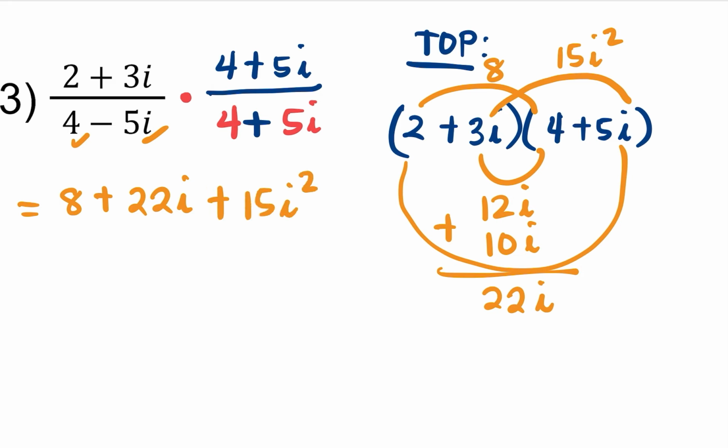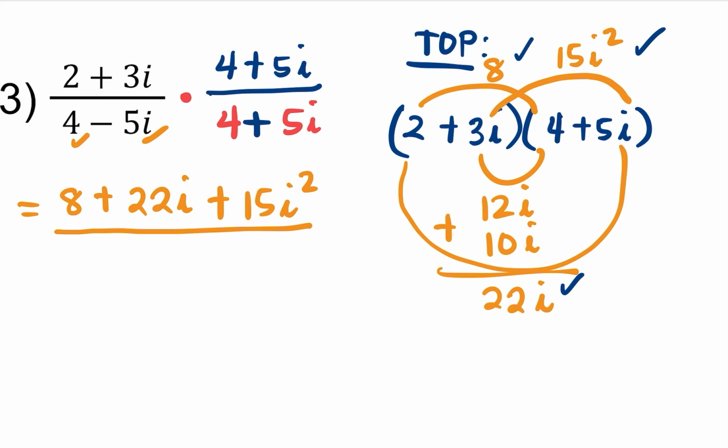There's really no arrangement or standard form to write our answer. We're just putting them all together. We've got 3 terms: 1, 2, and 3. We should have 3 altogether. Okay, so we multiplied the numerators.